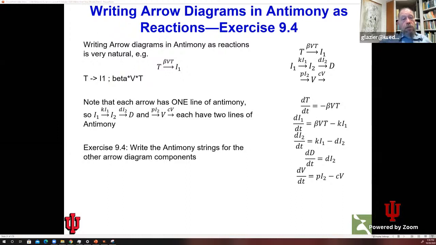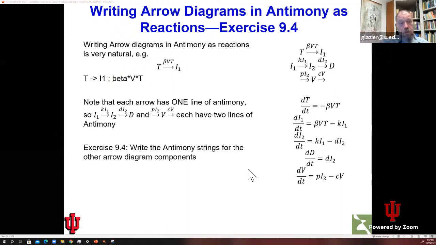One of the things you'll notice is that while you'll have 5 antimony strings and there are 5 ODEs, they don't correspond exactly, because the way the terms are broken up is different in the antimony reaction strings from the way they're broken up in the ODEs. And I think the problem some people were having last week was that translation between those two can be a little bit tricky.